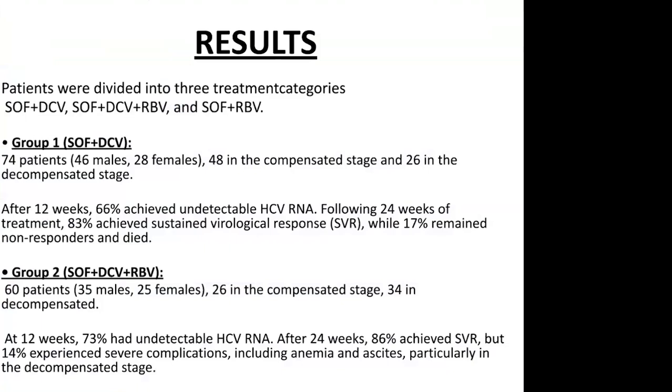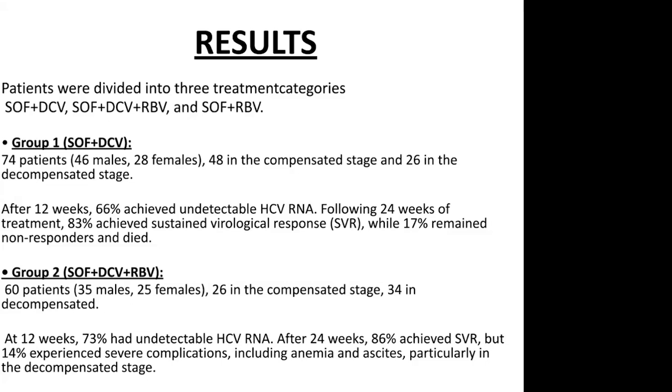The results were as follows: group 1 had 74 patients. Out of 74 patients, after 12 weeks, 66% achieved undetectable HCV RNA, whereas after 24 weeks of treatment, 83% achieved sustained virological response. Similarly, in group 2, 60 patients were there. After 12 weeks, 73% had undetectable HCV RNA, whereas after 24 weeks, 86% achieved SVR.